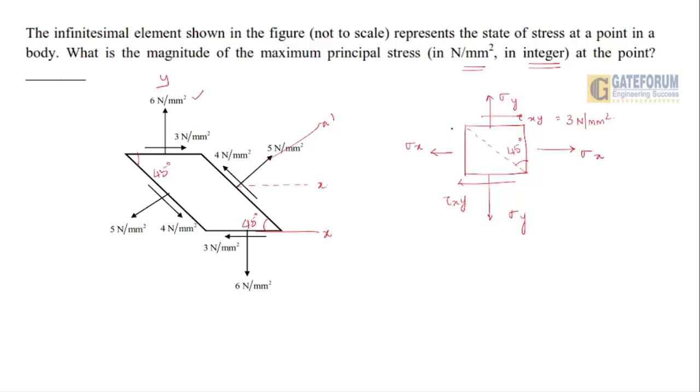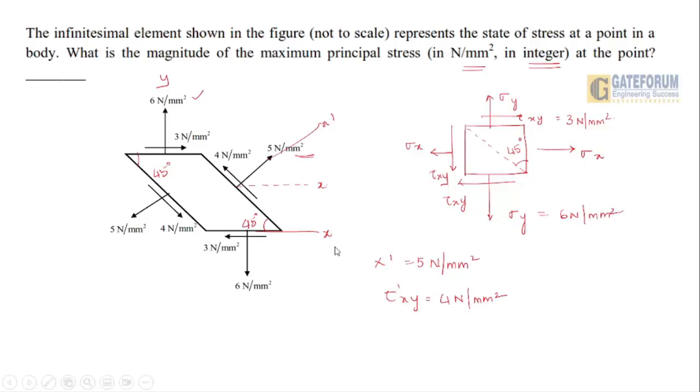This is tau xy, right? Where sigma y will be 6 Newton per mm square. Now, when you are solving on this, when you have x dash plane, you have 5 Newton per mm square, right? And tau xy will be 4 Newton per mm square. Obviously, the plane which is perpendicular to this.